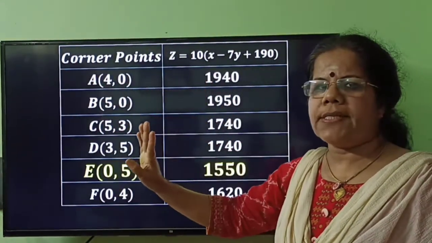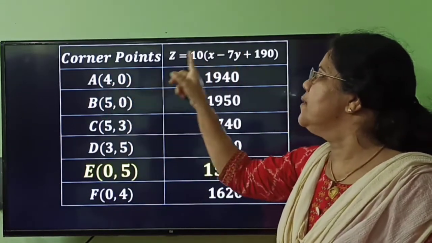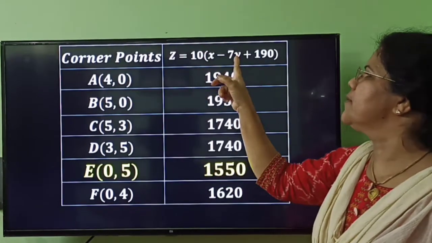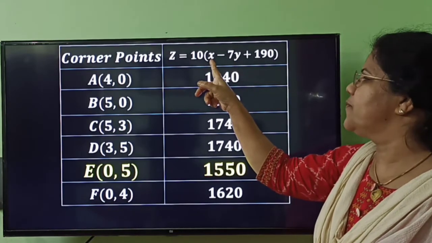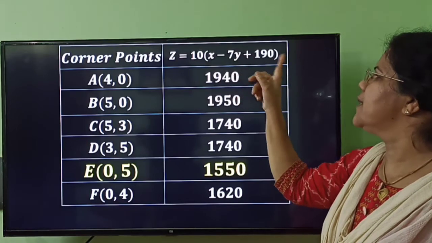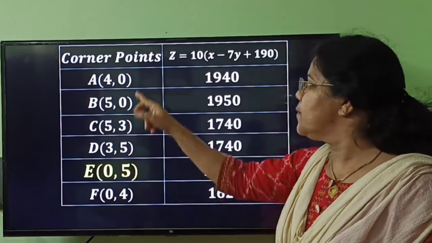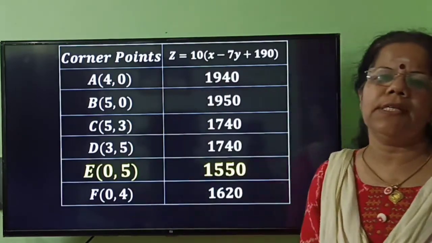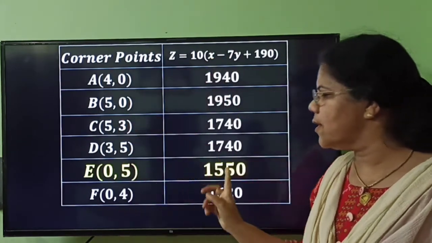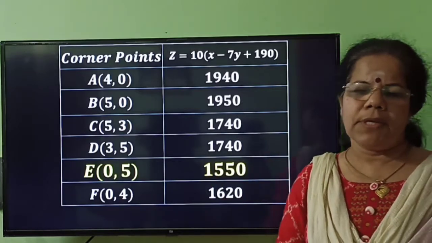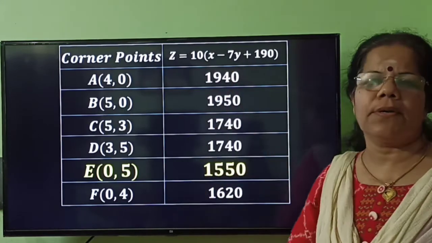These are the corner points of the feasible region, and this is the objective function. At (4, 0), let us substitute x equal to 4 and y equal to 0: 10 into 4 minus 0 plus 190, that is 1940. Similarly, you can find the value of the objective function at each corner point. Take your own time and calculate, because it's a very lengthy question. A lot of steps are involved, so it is prepared already and kept ready.